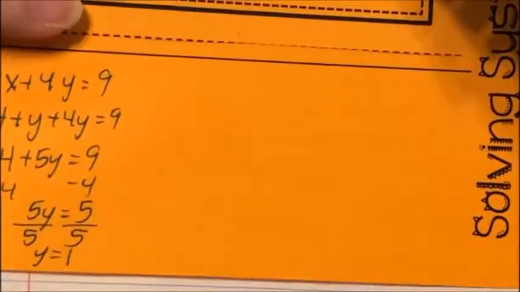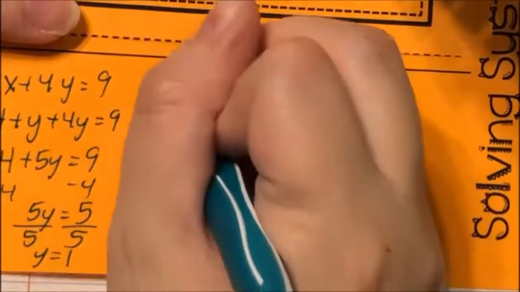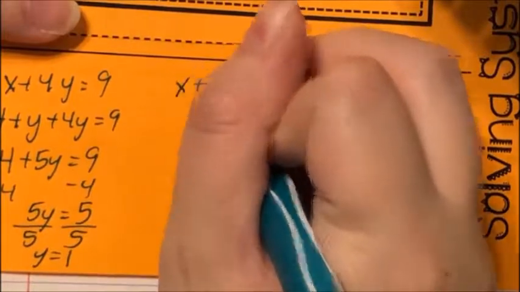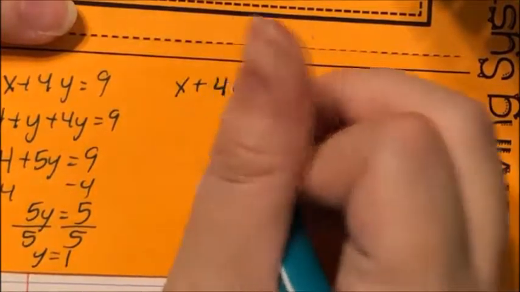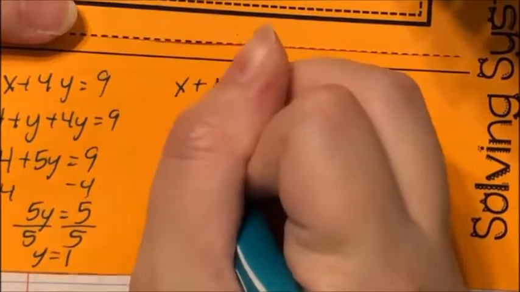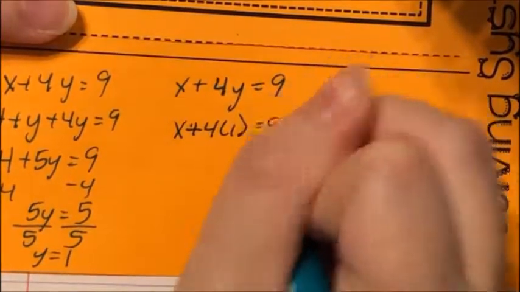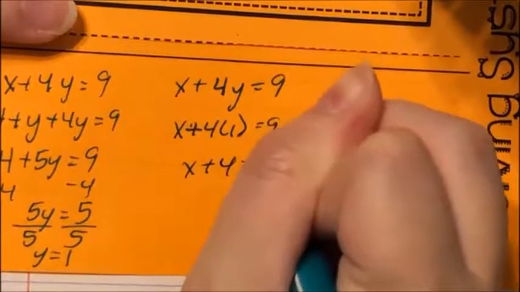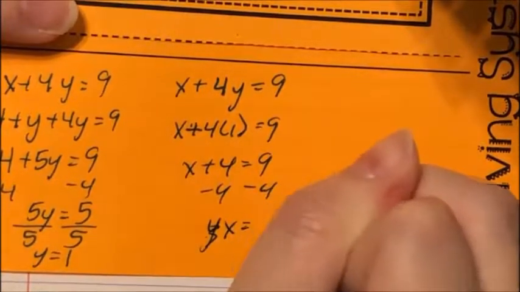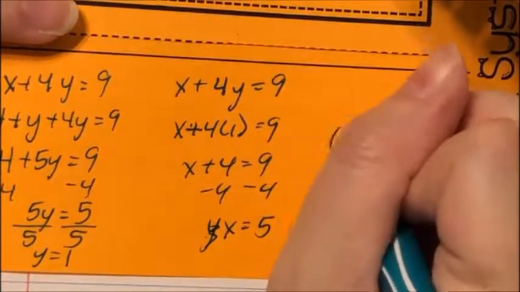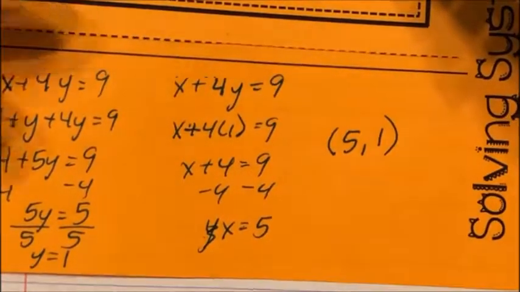Okay. I'll plug that back into my equation, x plus 4y equals 9. You don't have to plug it into that equation. It's up to you. So x plus 4 times 1 equals 9. So x plus 4 equals 9. Subtract 4. x equals 5. So my solution is 5, 1.